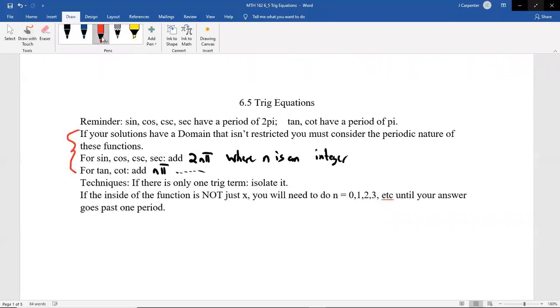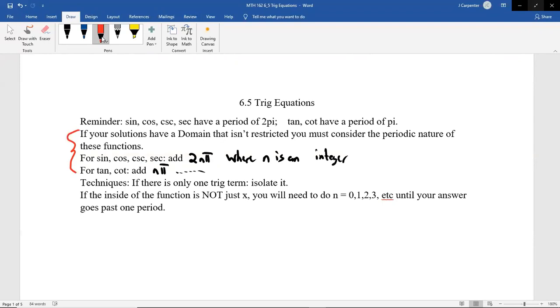So if you don't have a restricted domain, so if I just say solve, and I don't say solve from 0 to 2 pi, then whenever you do your sines, cosines, cosecants, or secants, you have to add 2 n pi to your solutions because there are infinitely many answers. Every time you go another 360 degrees, the answer is still true. For tangent and cotangent, it's every time you go another 180 degrees, the answer is still true. So that's what this represents, because we can let n be any number. It can be 0, 1, 2, or 3, and then there are our first, second, third, and fourth solutions, whatever. So again, all that's paired together.